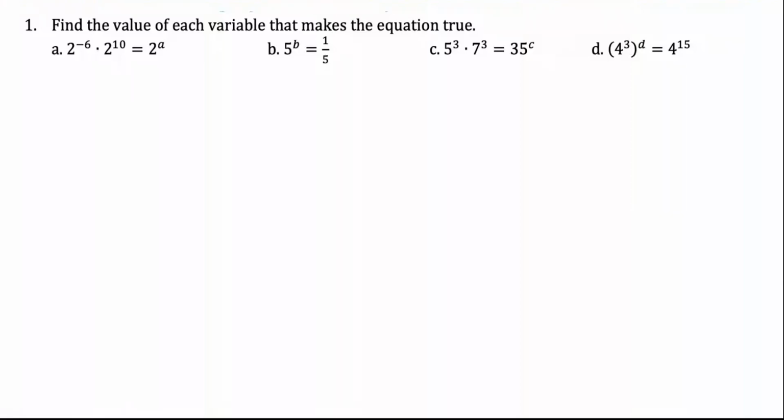All right, on number 1, we are just looking for the value of each variable here. So on the first one, if I am multiplying two terms with the same base, I would add the exponents to combine them. So here I'm just adding -6 plus 10. That would get me 4. So here a would have to be 4.